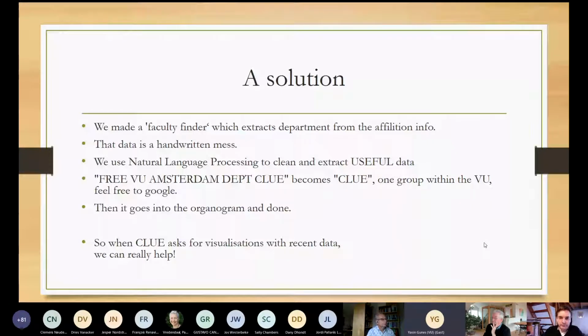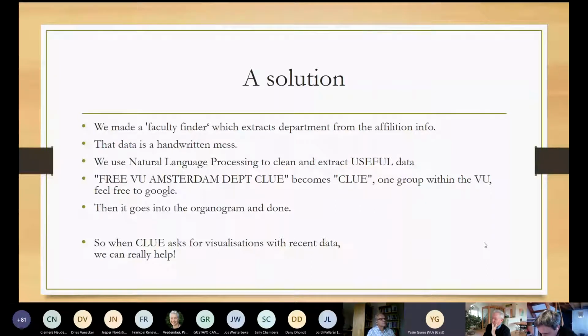And to give you an example, if somebody fills in "free Amsterdam dept clue", which, as a human, is already hard to understand. And you can say, well, probably clue is a clue for something. Well, that's the name of the department, sorry, the institute, Clue Plus.